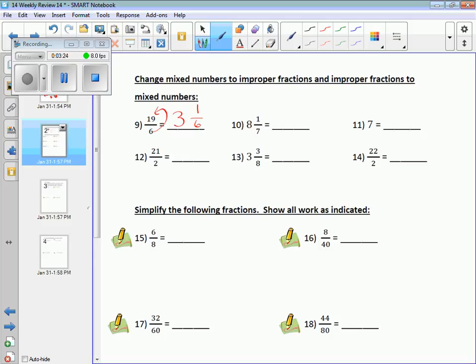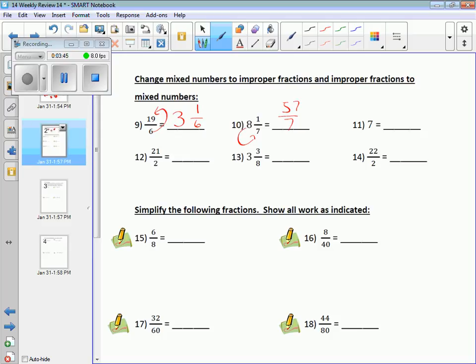Now with number 10, it's already being put up as a mixed number, so we have to change it from mixed number to improper fraction, and we work in reverse. 8 times 7 is 56, plus 1 is 57, and you get 57 sevenths.